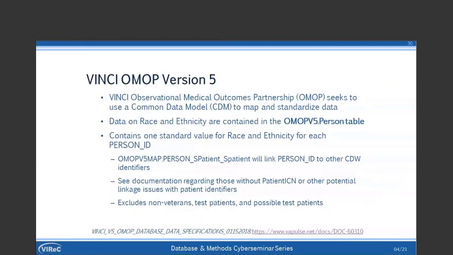What's going to be different is not that there's new or additional data, just that business rules have been applied to create one standard value for race and ethnicity for each person ID, which is the identifier used in the OMOP data. You can map this identifier back to other CDW identifiers. And these data do exclude non-veterans, test patients, and possible test patients.